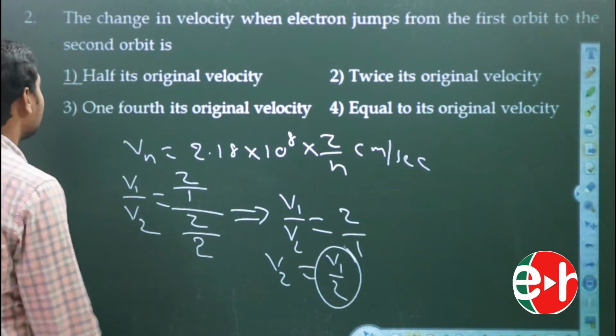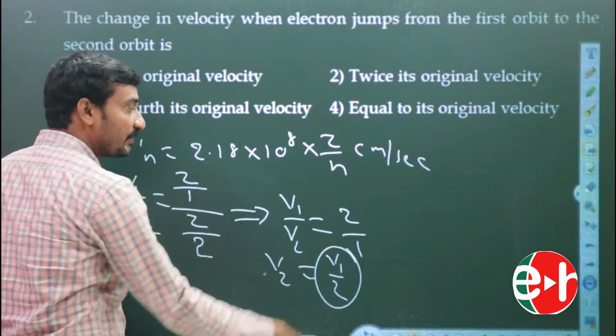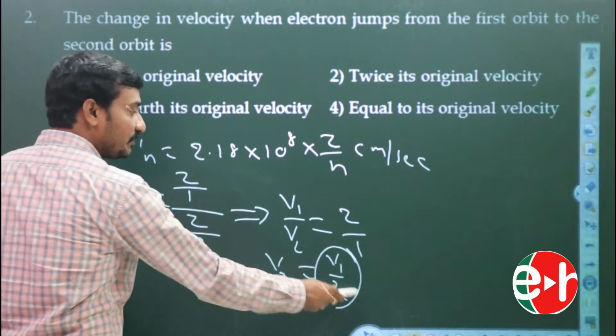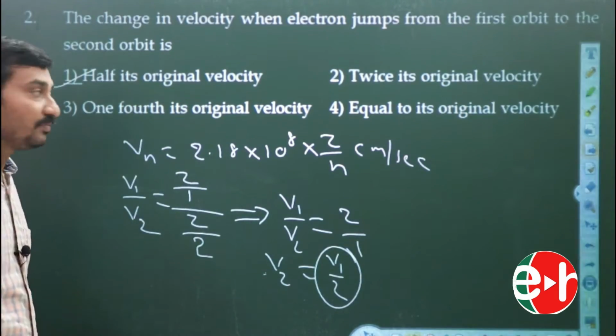Okay, then what is the right answer? Half of its original velocity, because v2 is equal to v1 by 2. That's why the velocity will become half. Then half of its original velocity is the right answer. Okay, next one.